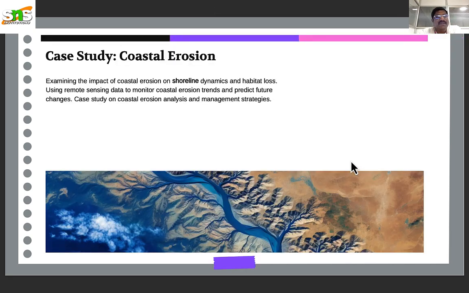In coastal erosion, examining the impact on coastal shoreline dynamics and habitat loss is very important. Using remote sensing data to monitor coastal erosion trends and predict future changes.